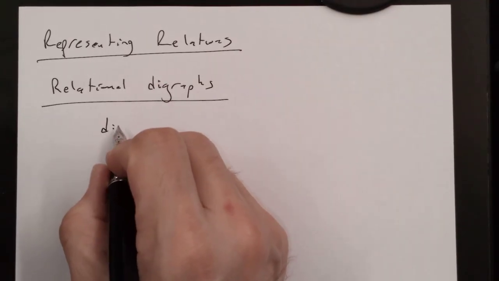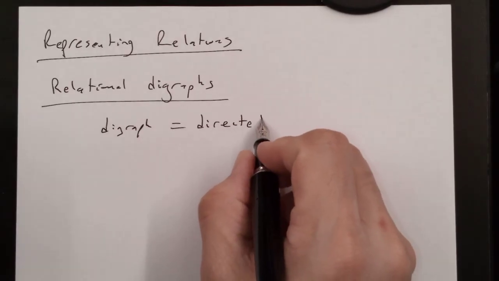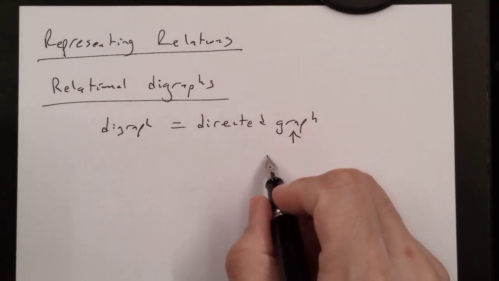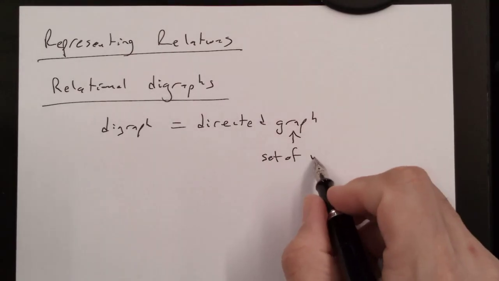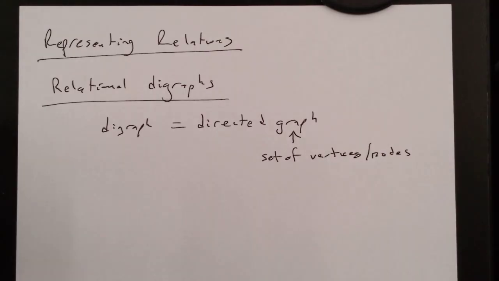Digraph is short for directed graph. And in this case, a graph does not mean like the graph of a function. Although a graph is a relational representation, it's not the kind of graph I'm talking about here. This type of graph is a set of vertices or nodes connected by a set of arcs.